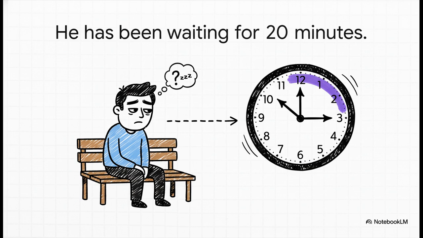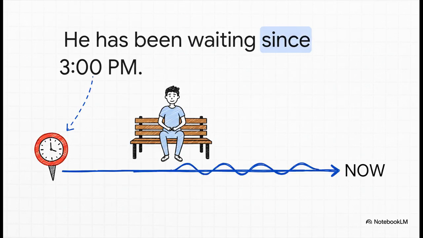That's its job. Now, what if we want to say the same thing but differently? We can pinpoint when he started. He's still waiting, but this time we say, he has been waiting since 3 p.m. Since marks that exact moment the waiting began.